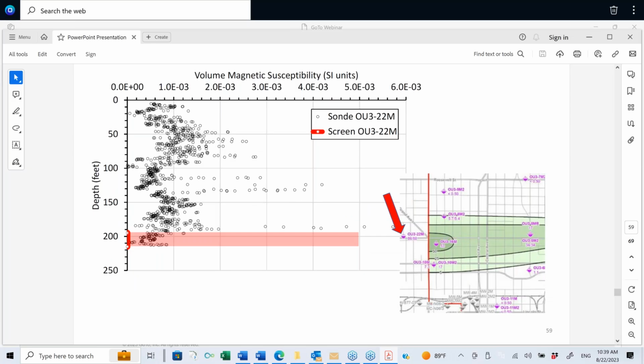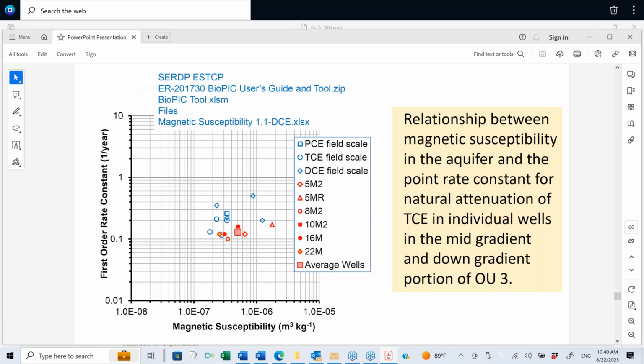What you can see is that magnetic susceptibility does bounce around in an aquifer. And so what I'm doing is comparing averages of magnetic susceptibility across a vertical interval to the rate constants in water acquired from that screened interval. So that's the red symbols. And I superimpose that over the blue symbols that I showed you earlier from other sites.